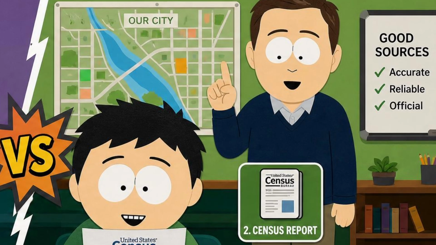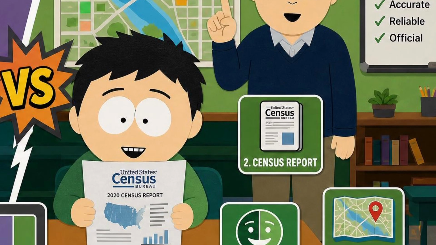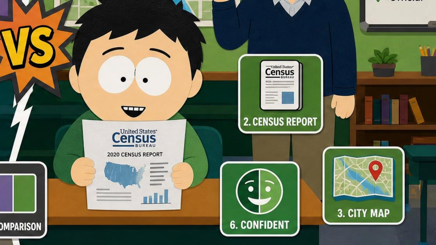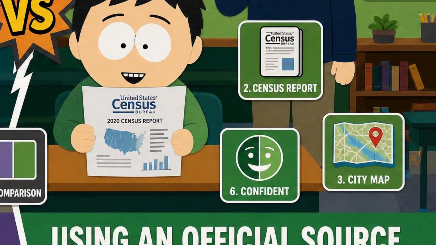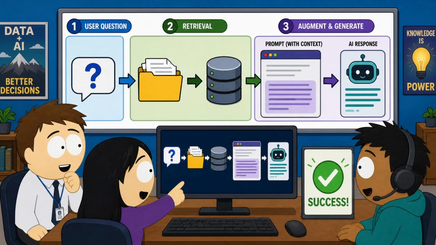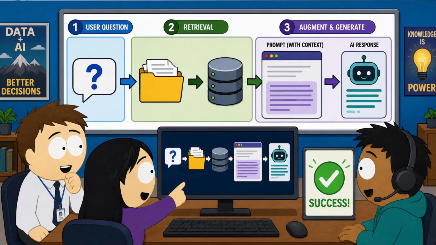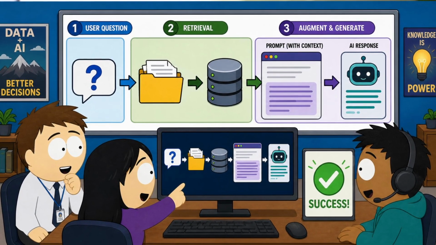RAG fixes that with a simple shift. Instead of asking a model, "What do you know about X?" we ask, "Here is some information about X. Now answer based on this." Picture it like this. If someone asks you the population of Denver, for example, you would probably answer from memory. And that memory could easily be a year out of date. But hand over this year's census page and ask the same question, and something changes. Now the answer comes from reading, not guessing.